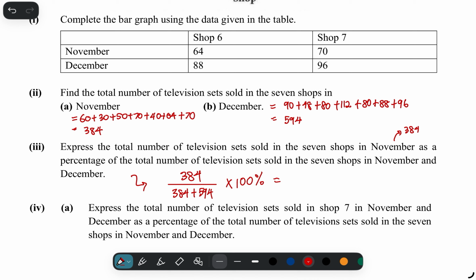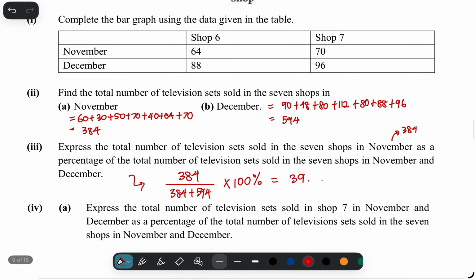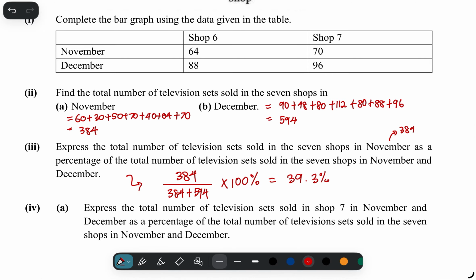I calculate in my calculator, press it by yourself, you should get 39.3%, round off to 3 SF. Okay, this is for part 3 over here.